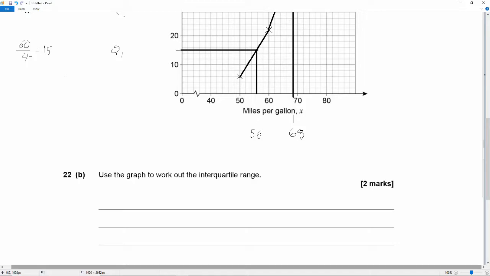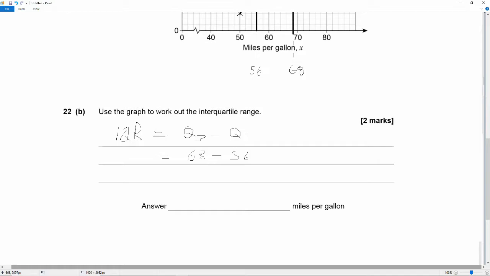Now our interquartile range is equal to the third quartile minus the first quartile. So that's equal to 68 minus 56, which is equal to 12. So there's a difference between the first quartile and the third quartile of 12 miles per gallon.